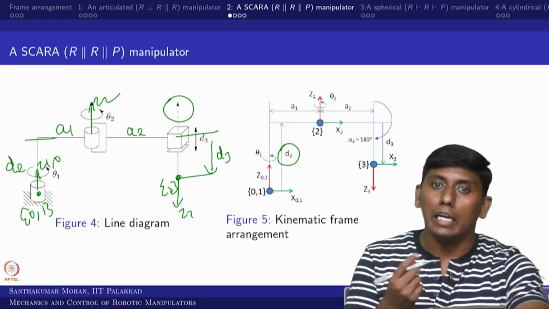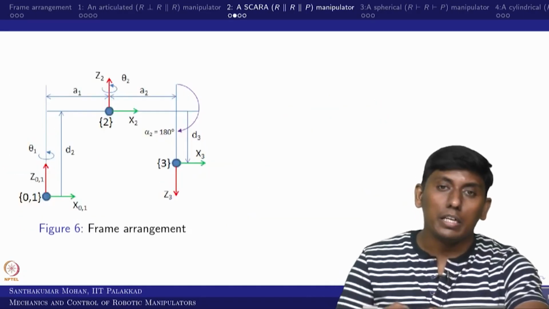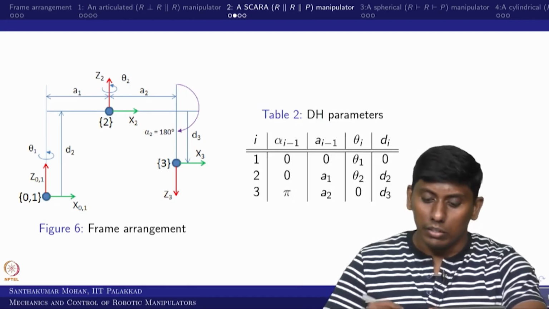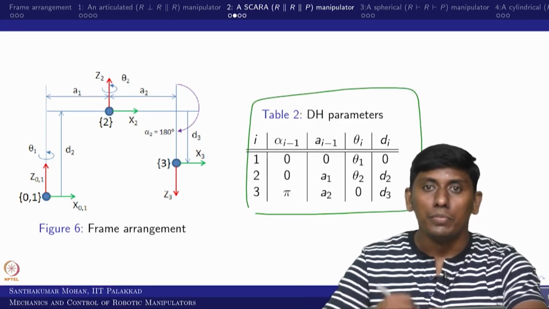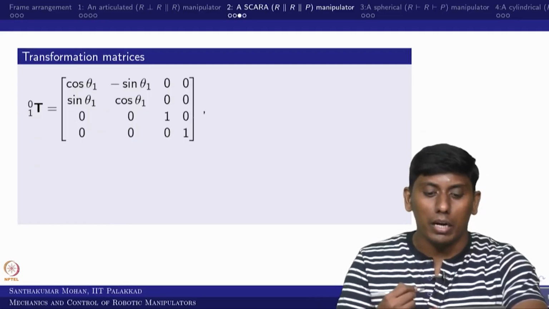Both are finally giving the same result. So, we can check that. How can we check? We can first find the DH parameters. In this case, the DH parameters are in this form. So, what one can do is substitute that into the transformation matrices.